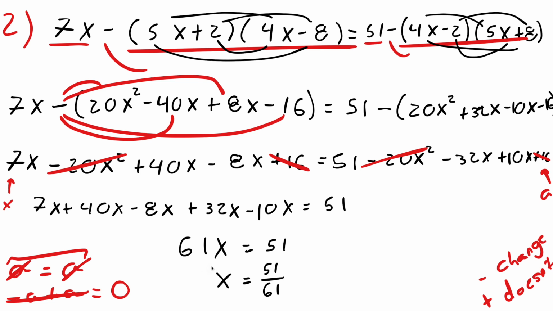Now, you may ask me, how do I check it? Or how do I verify if my answer is correct? Simple. If you want to verify it, simply put this value that x is equal to and slap it on every single variable that the parent statement has. So it would be 7 times 51 over 61 minus open parenthesis 5 times 51 over 61 and so on and so forth, and you will get that the first side of the equality would be equal to the second side of the equality. Of course, I'm not gonna do it since it takes a long time. It's just for you to practice.